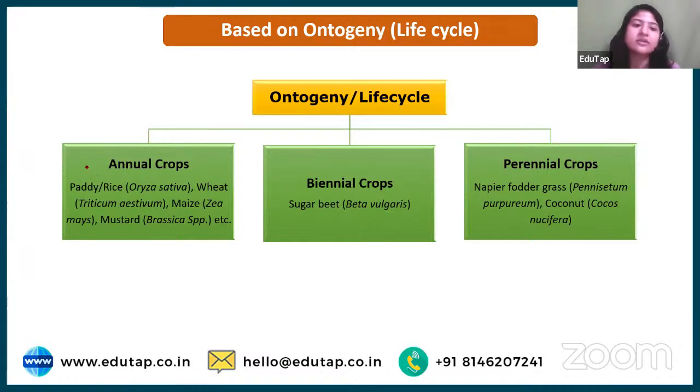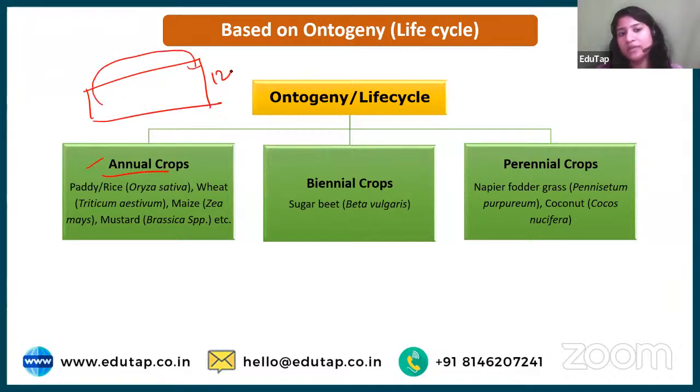If you already know, that's good. If not, let me just tell you. Annual means in a year. Okay, so it does not mean that the particular plant will keep on growing for 12 months, but it means that whatever life cycle it will have, it will be within a year only.